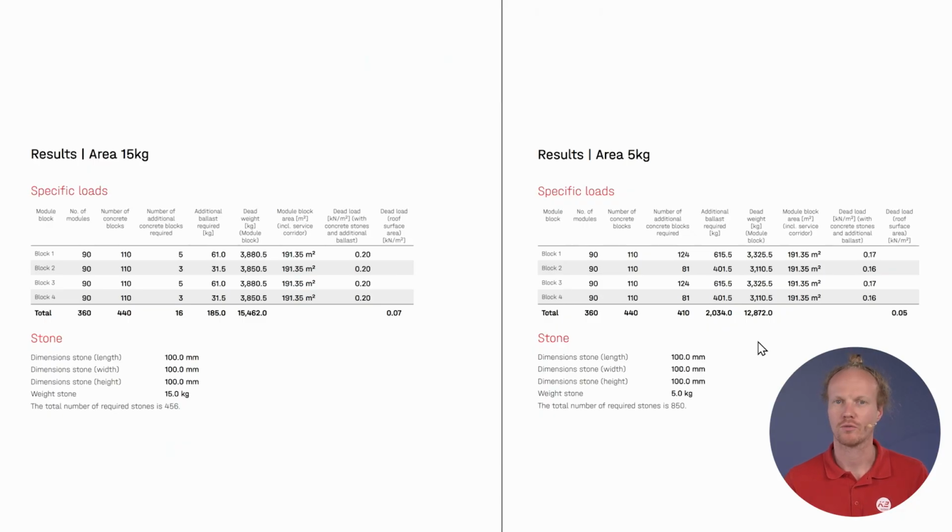Looking at a little more details in the report, we can see that the total dead weight is 12,872 kilos. In comparison to the 15,000, we have a value that is much closer to the minimum required ballast, which would be specified if we were using the Mat S. For this specific case, with 5 kilogram stones, we would need the 440 stones which replace the Mat S's. We would then need 410 extra stones to achieve the 2,034 kilos of extra ballast, which totals then the 12,800 kilos of dead weight. In this case, we would need 850 5-kilo stones.